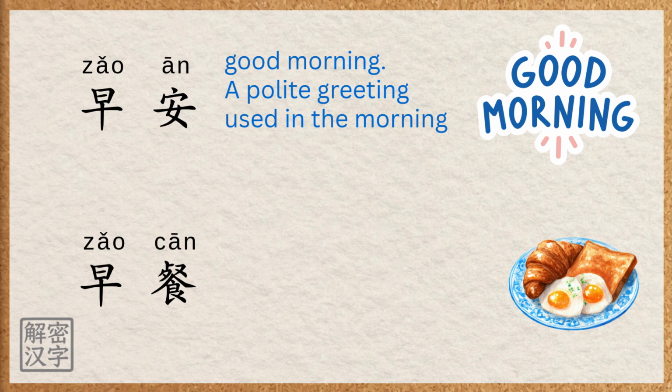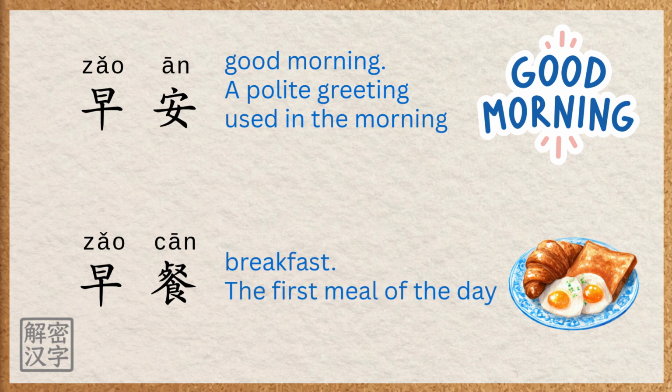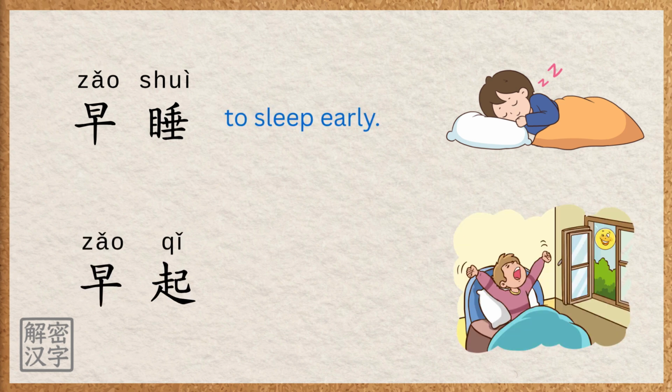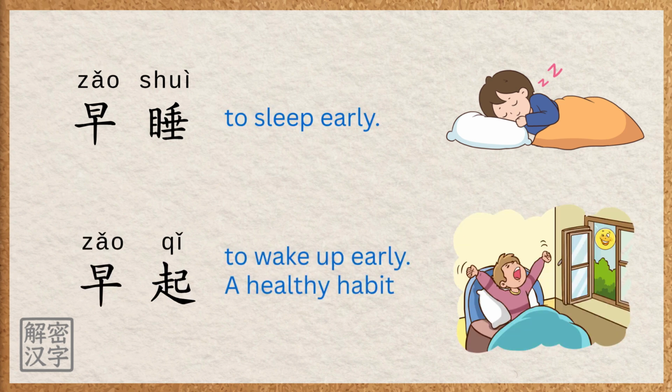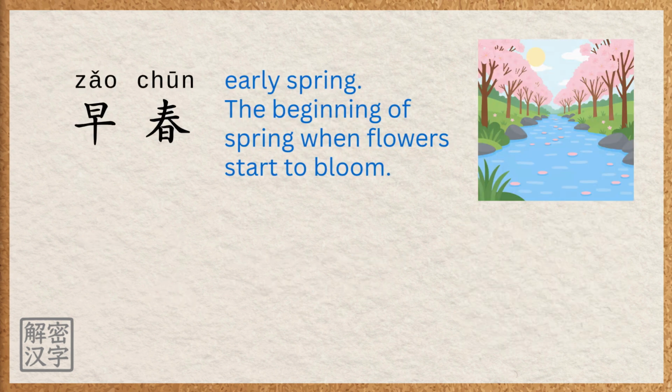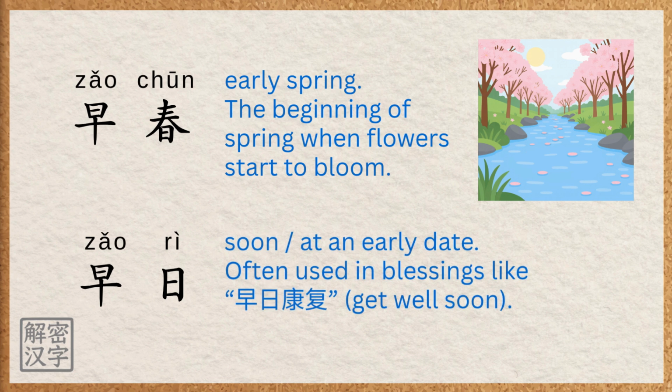早餐 means breakfast, the first meal of the day. 早睡 means to sleep early. 早起 means to wake up early, a healthy habit. 早春 means early spring, the beginning of spring when flowers start to bloom. 早日 means soon or at an early date, often used in blessings like 早日康复, get well soon.